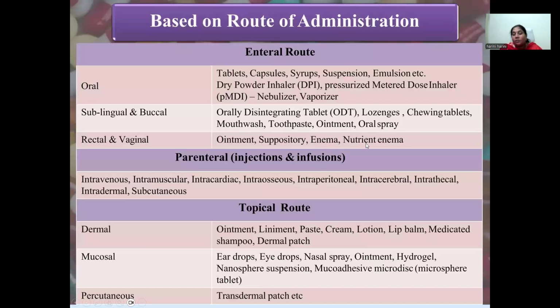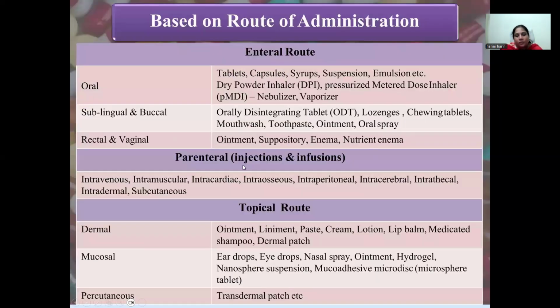Nutritional enemas: the persons who are unable to swallow, or whose veins do not support the administration or insertion of saline, for them we will be providing the essential nutrients required by their body, like bedridden patients and old age patients. We will be supplying the required nutrients through the rectum.